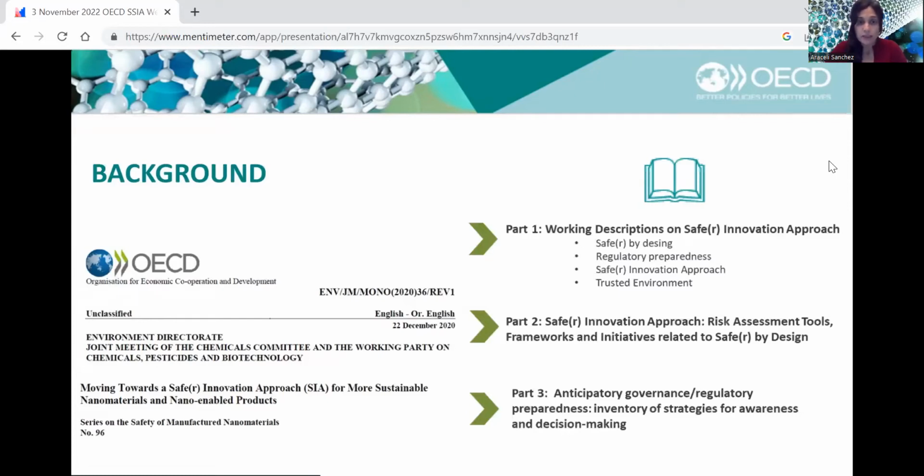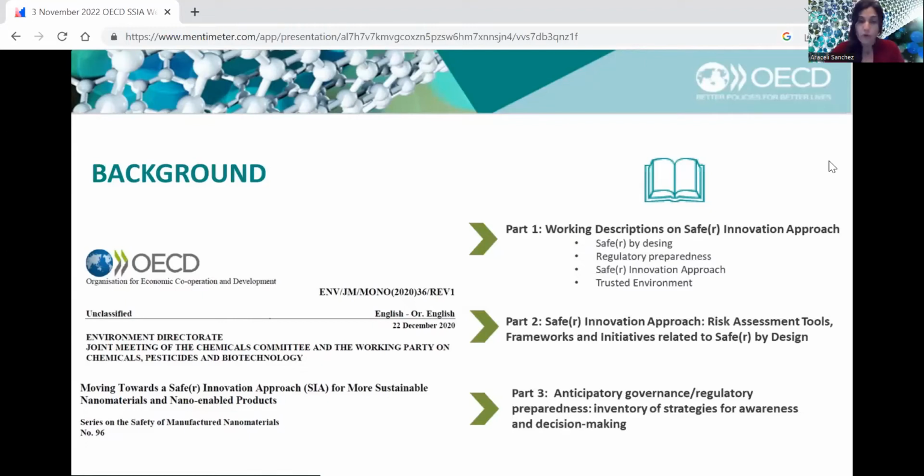In 2020, the Working Party on Manufactured Nanomaterials published the document Moving Towards a Safer Innovation Approach for More Sustainable Nanomaterials and Nano-enabled Products. This report included 3 parts: working descriptions for safer by design, regulatory preparedness, that, as Leah mentioned, form the safer innovation approach, and also trusted environments. In the second part, we compile tools that help to implement safer by design. And then the third part focus on strategies for regulatory preparedness.